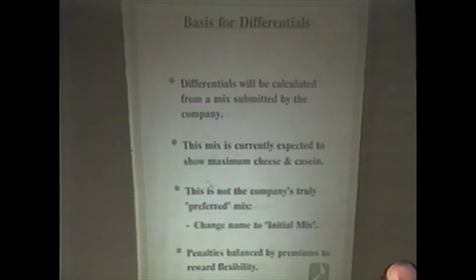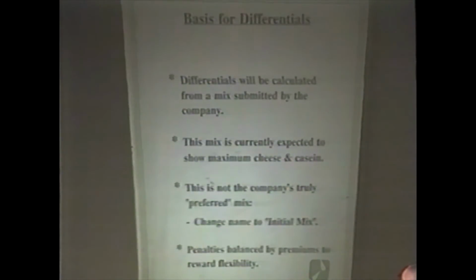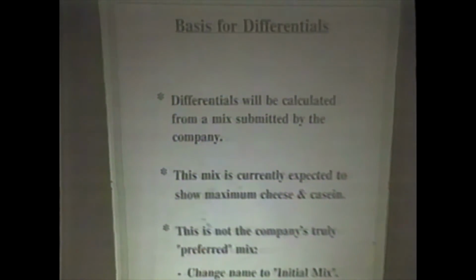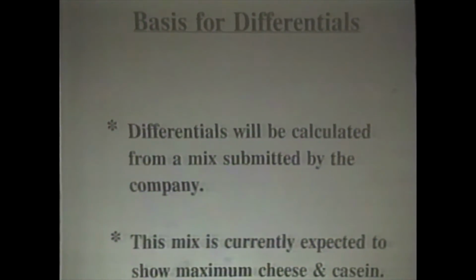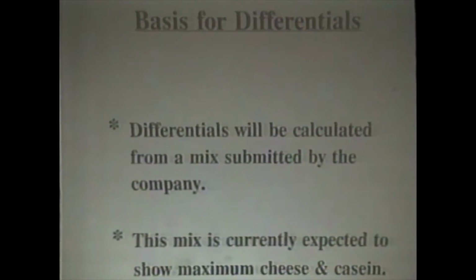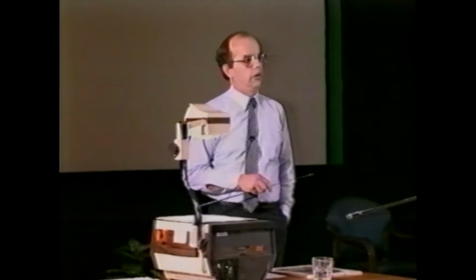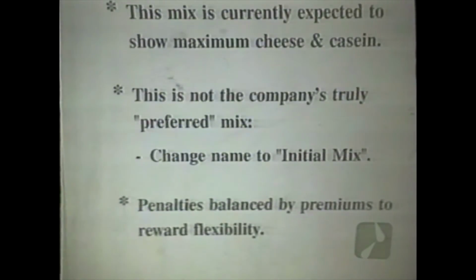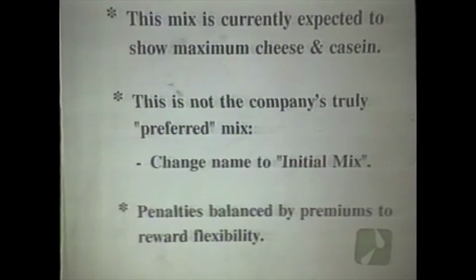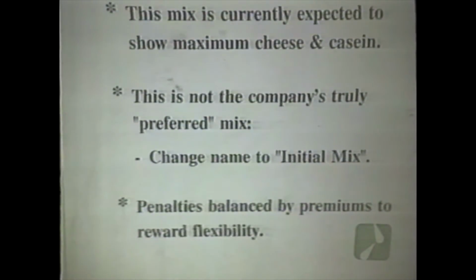There were several alternatives suggested, but they settled on a mix submitted by companies at the start of each season, which will probably square curve cheese and casein ahead of milk powder. This was clearly not the preferred product mix for companies because they're putting casein up ahead of powder. So we're going to change the name to the initial product mix, which might not sound a great achievement for a six-month study by an industry committee, but we're going to change the name.